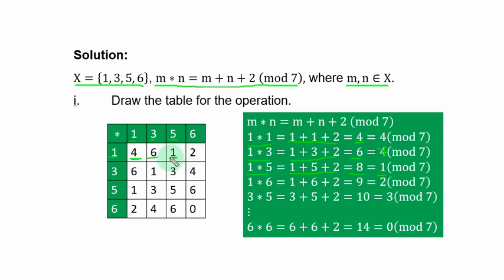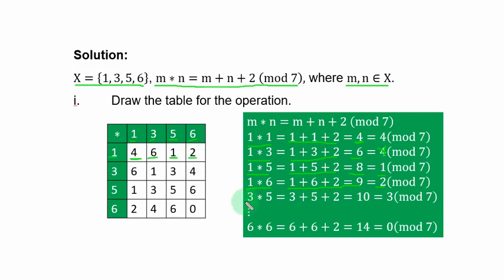Still on the first row, you take 1 asterisk 6, where M is equal to 1 and N is equal to 6. So you have 1 plus 6 plus 2 equal to 9. If you divide 9 by 7, you have remainder 2. That is the 2 that you have here.